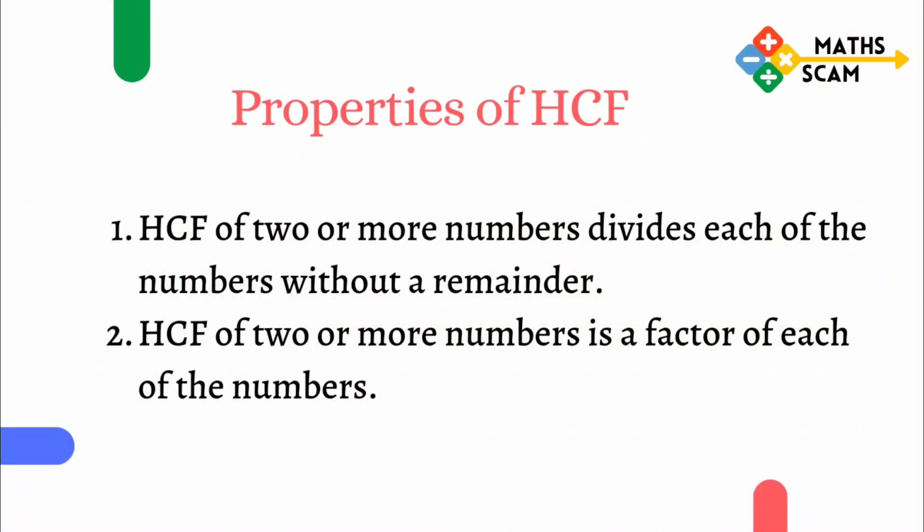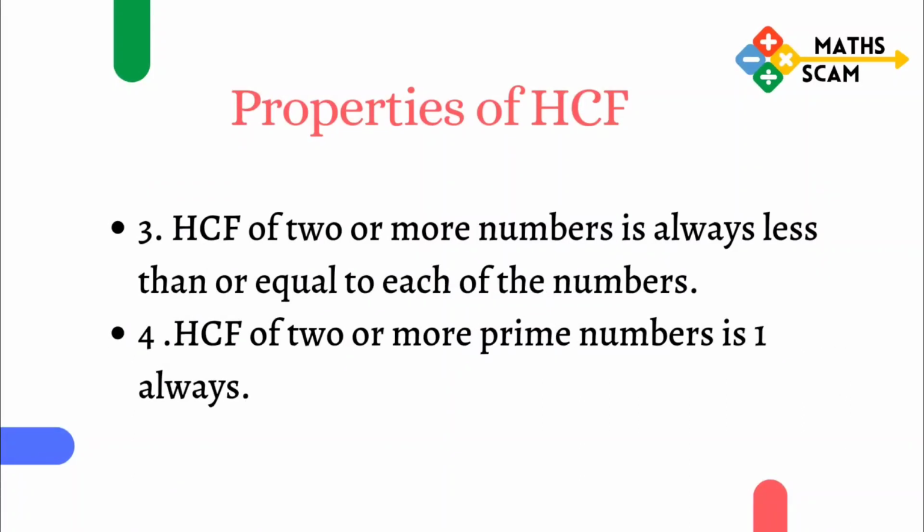Now you already know that the HCF of A and B is the highest common factor of the numbers A and B. Let us have a look at the important properties of HCF. First, HCF of 2 or more numbers divides each of the numbers without a remainder. Second, HCF of 2 or more numbers is a factor of each of the numbers. Third, HCF of 2 or more numbers is always less than or equal to each of the numbers. Fourth, HCF of 2 or more prime numbers is always 1.